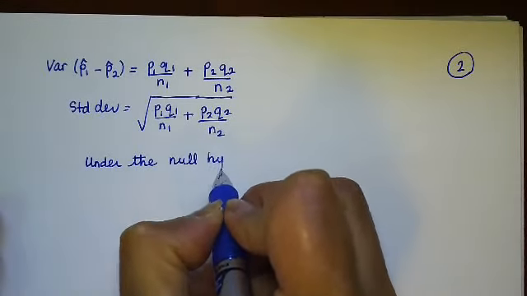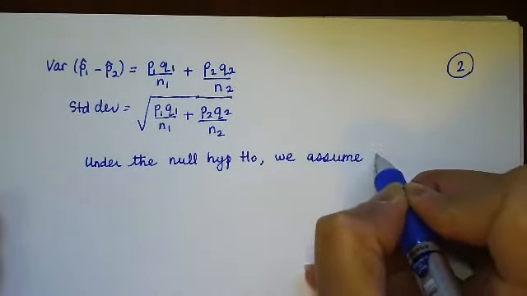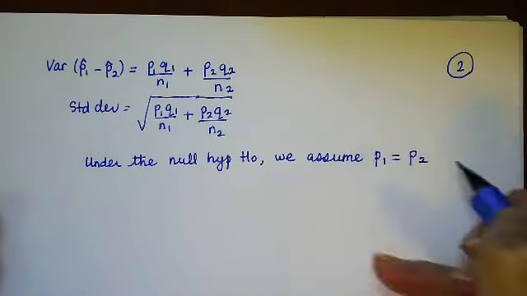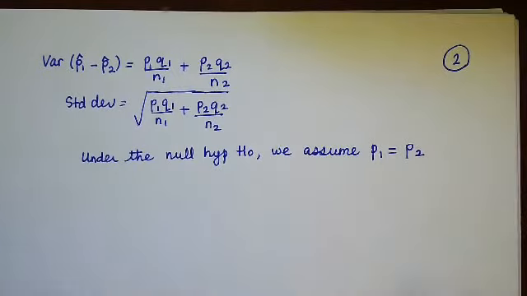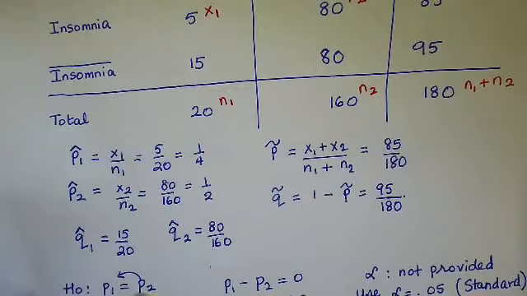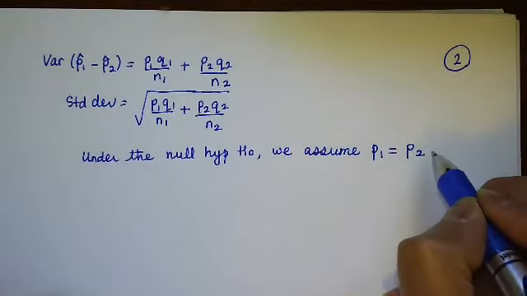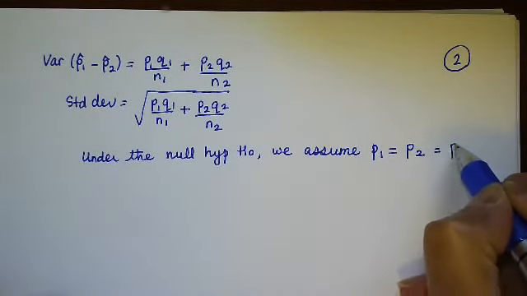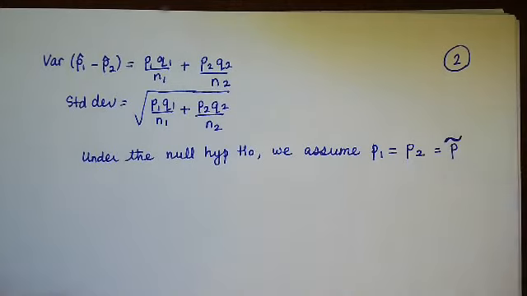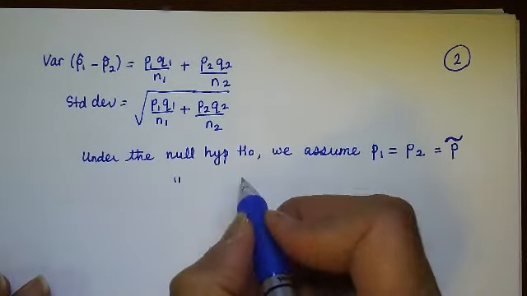Now, under the null hypothesis, H0, we assume that P1 equals P2. We're assuming that these proportions are the same under the null hypothesis. So why not have some common P, which we're going to call P tilde. So assume that P1 equals P2 equals some common P, P tilde.